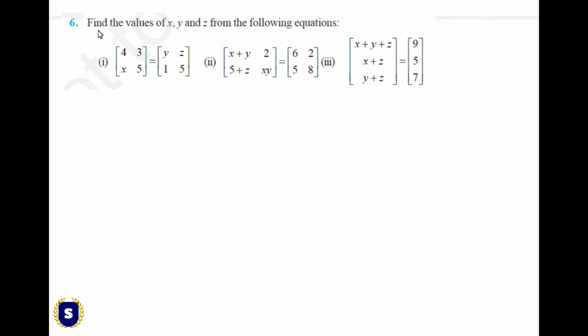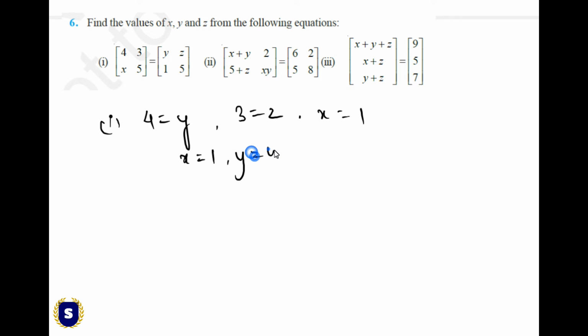Okay? So for the first part, if the two matrices are equal, then 4 must be equal to y, 3 must be equal to z, and x must be equal to 1. So we have got all the values. x is equal to 1, y is equal to 4, and z is equal to 3. Right?